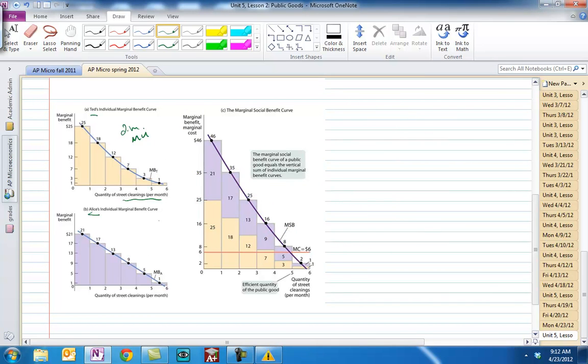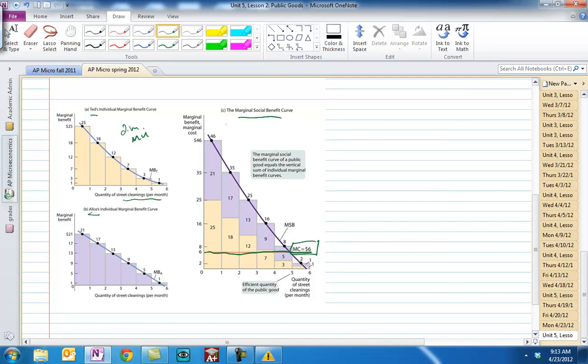So, how much street cleaning should the government provide is the question here. We've got two people valuing them differently. And then we've got a cost of street cleaning, and that goes over to the right-hand side. This graph shows a marginal cost of street cleaning at a constant $6. That's why it's a horizontal line here. So it costs $6 per cleaning for the city to clean this street.